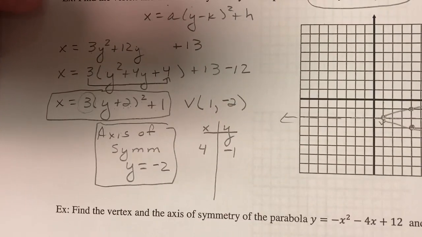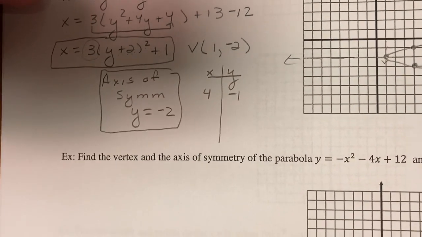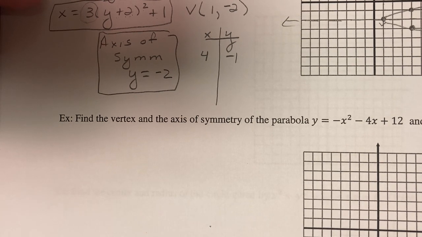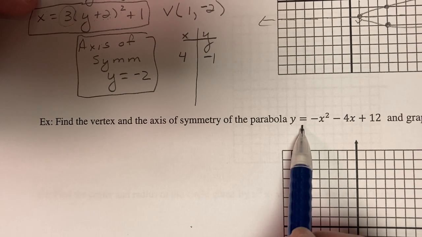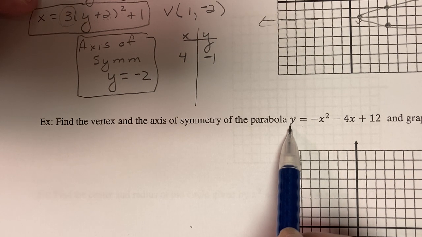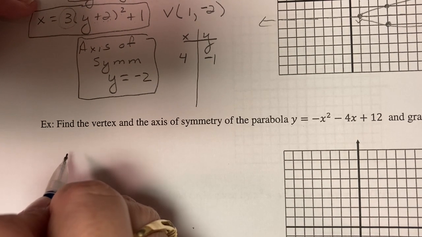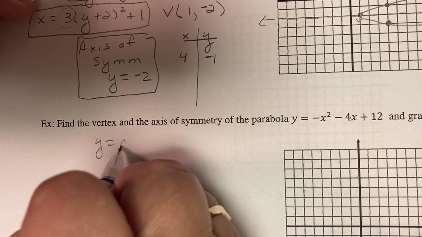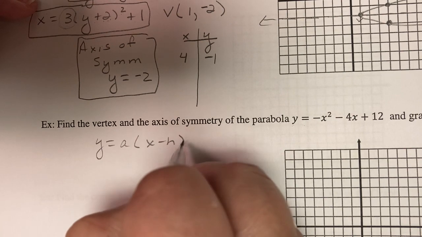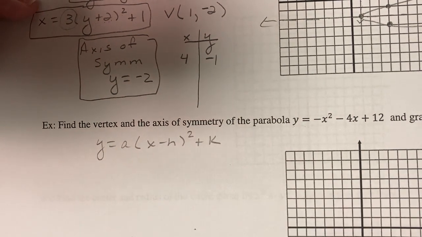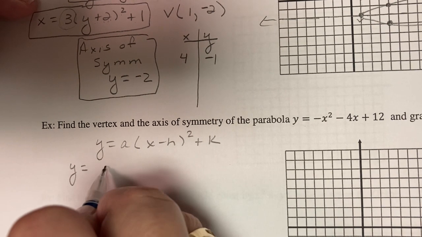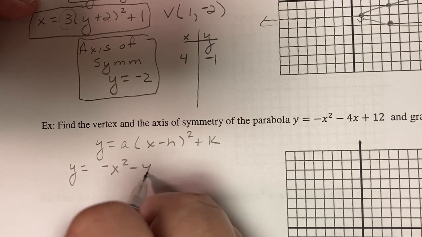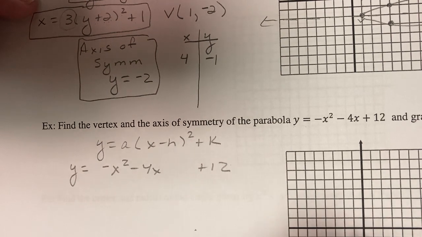All right, let's do this last one here. Find the vertex and the axis of symmetry of the parabola. So this one, notice the y is first. So this is going to be a parabola that opens either up or down. So let's put it into this form. We're first going to move over the 12.